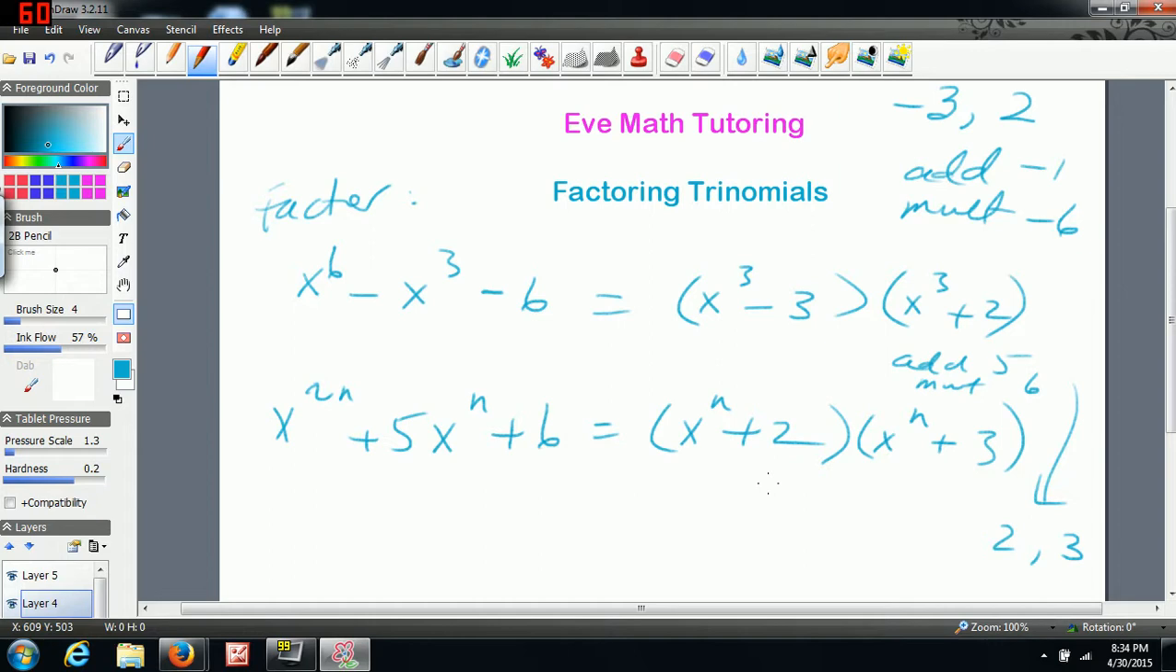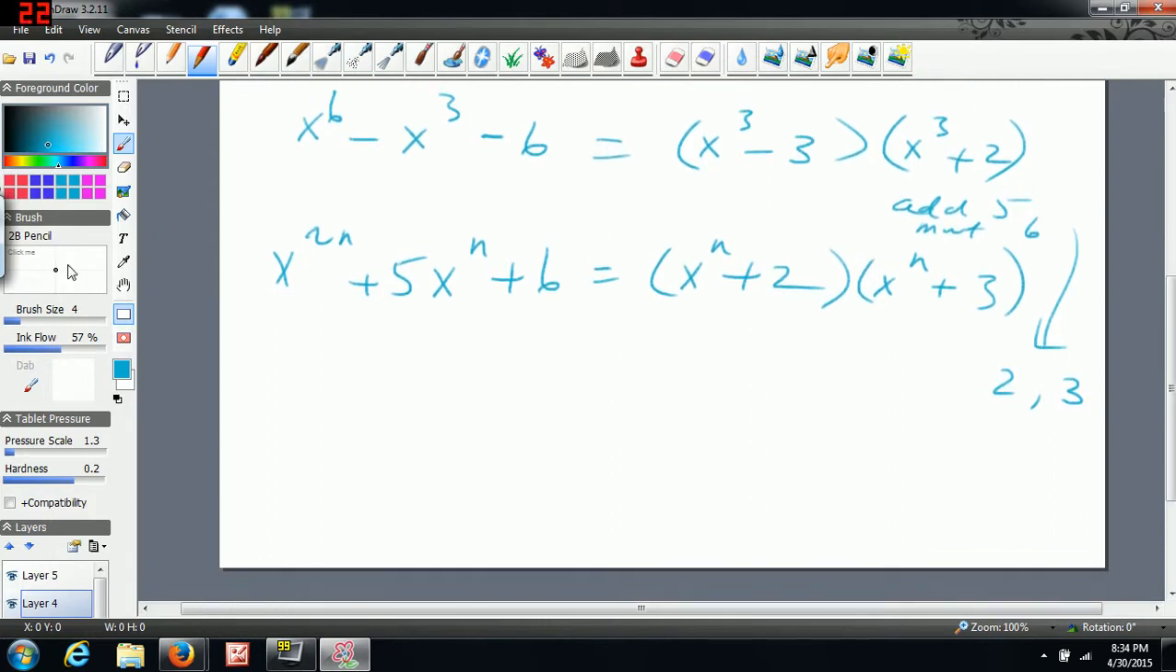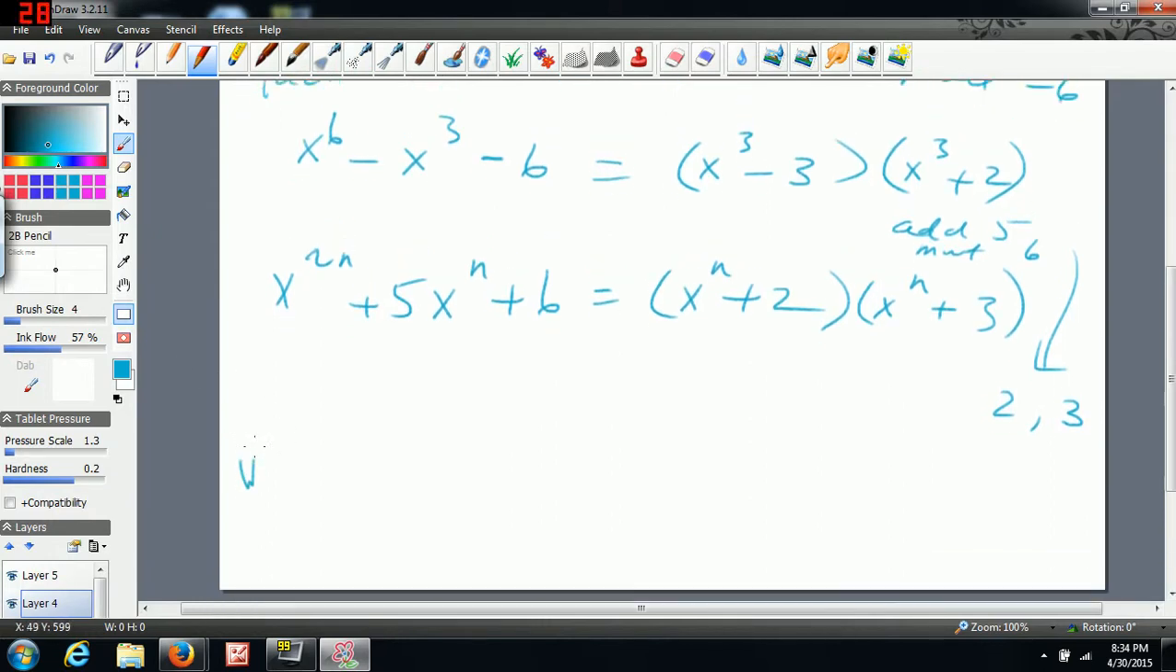Okay? Okay, so you get the gist of that. I can do another complicated one. So if you had x to the 6n plus 2x to the 3n minus 3.